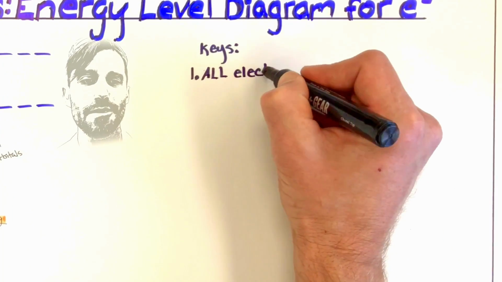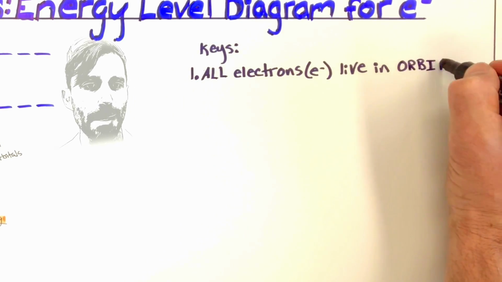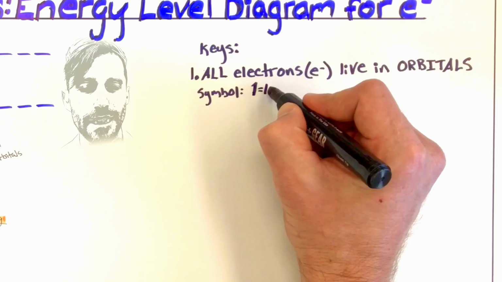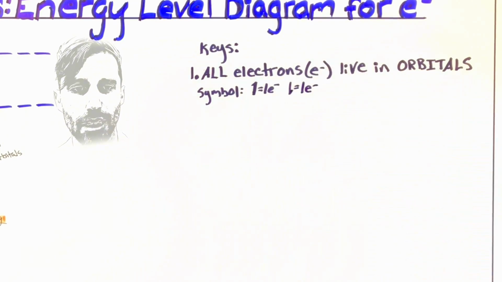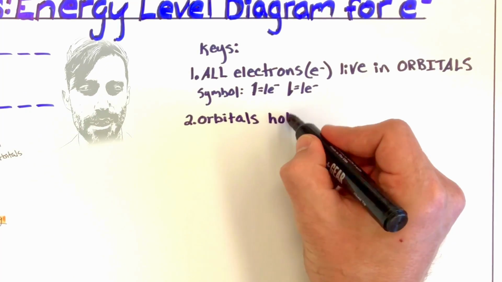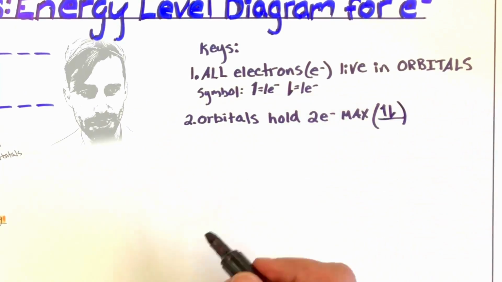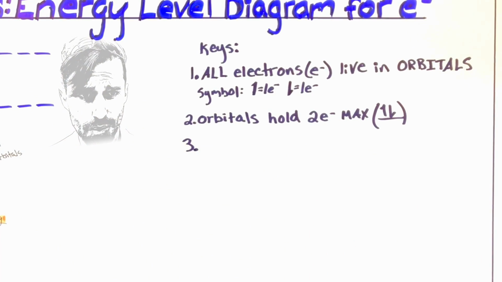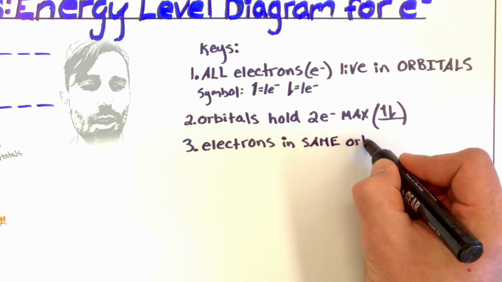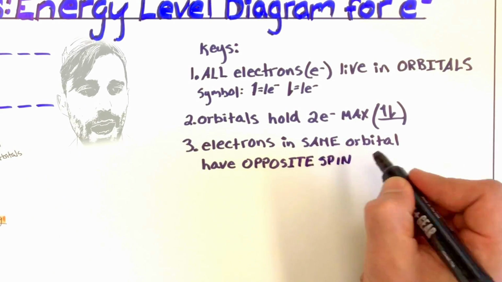So here's some keys whenever we're doing Aufbau diagrams. First one, and these are kind of a summary of the big ones: all electrons live in orbitals. And the symbol for the electron that we'll see is a little up half arrow or a little down half arrow. Second general key here, orbitals hold 2 electrons max. So they're always going to hold 2 electrons max. And again, when we talk about orbitals, that's those little horizontal lines. That's an orbital.